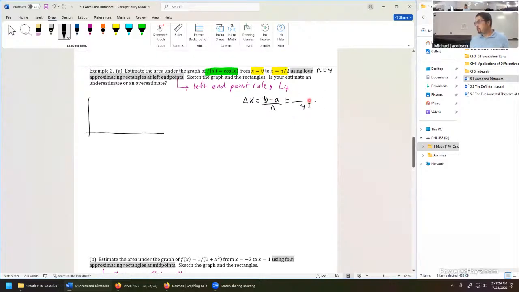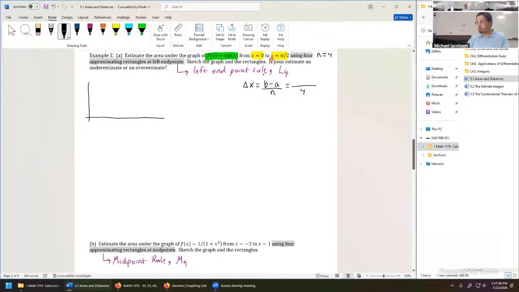B is the upper endpoint of the interval, so pi over 2. A is the lower endpoint, so pi over 2 minus 0. That means this whole thing just becomes pi over 8. So that's going to be the width of all the approximating rectangles.